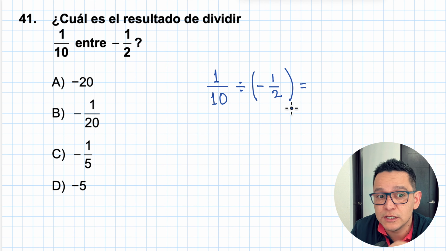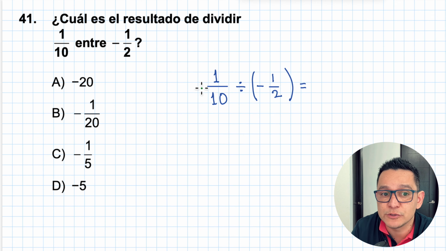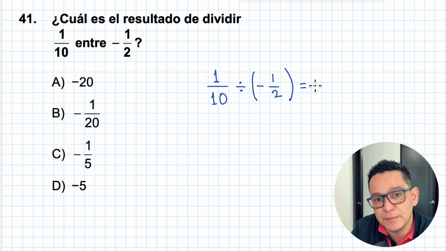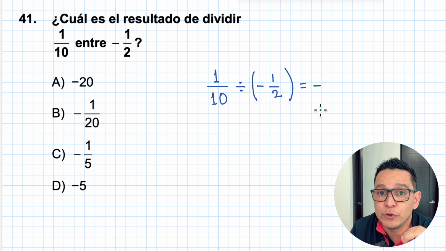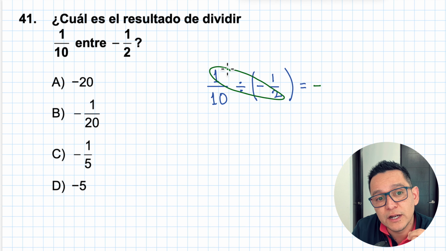Let's work with the signs. If this number doesn't have a sign, it means it's positive. So we have positive divided by negative. We already know that plus divided by minus equals minus. So we write the minus sign. Now, to solve the division of fractions, we just have to multiply crosswise. That is, I'm going to multiply 1 by 2. 1 times 2 equals 2, and this goes in the numerator.